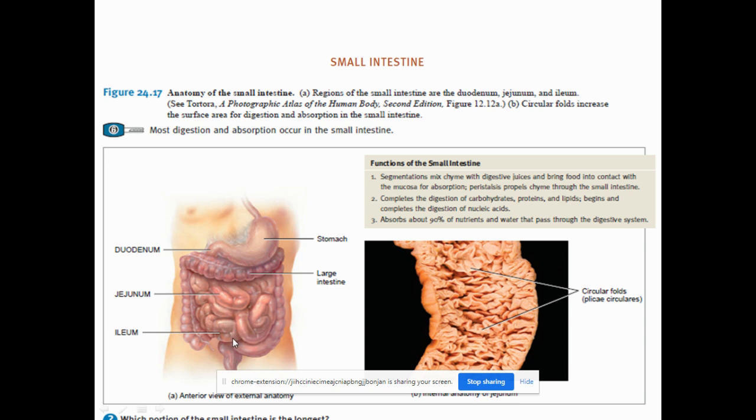So what is the length of the small intestine? The total length is around 3 meters. The ileum is around 2 meters, the jejunum is around 1 meter, and the duodenum is the smallest. It is about 10 inches in length. So the total length of the small intestine, that is the duodenum, jejunum, and ileum, is 3 meters and 10 inches. In a normal living individual, this is the length of the small intestine.